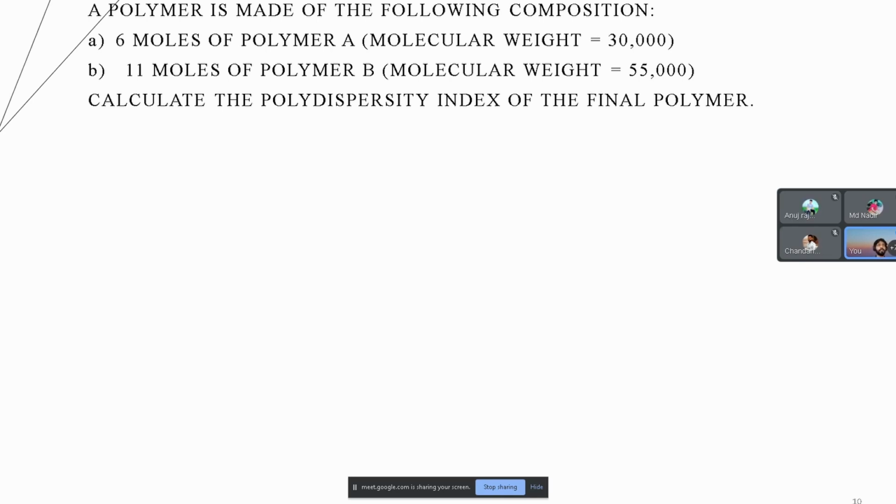A polymer is made of the following composition. There's this polymer that's formed by mixing two different polymers, right? So 6 moles of polymer A is mixed with 11 moles of polymer B, and the molecular weight of polymer A is 30,000 Daltons, and the molecular weight of polymer B is 55,000 Daltons. Given this information, can you tell me how one would go about calculating the polydispersity index of the final polymer?